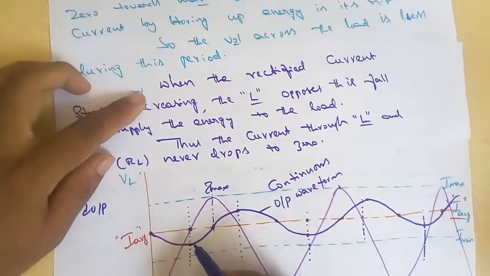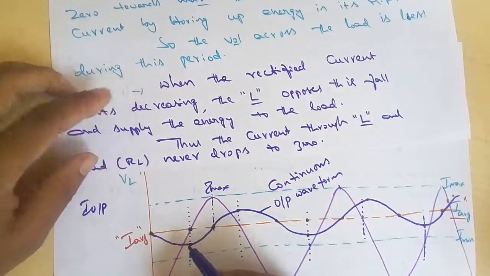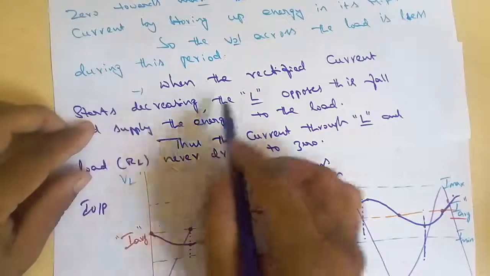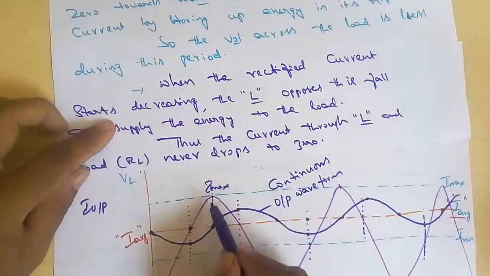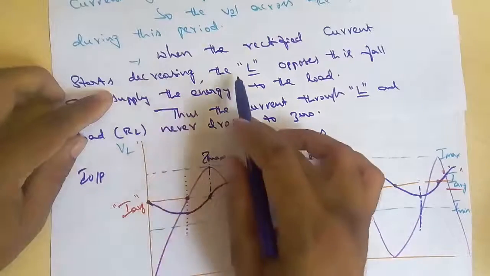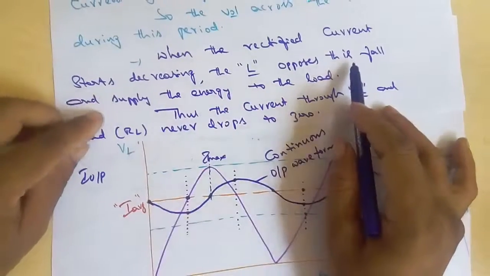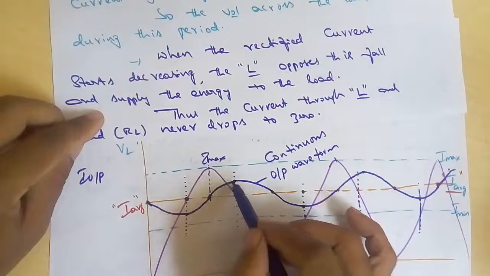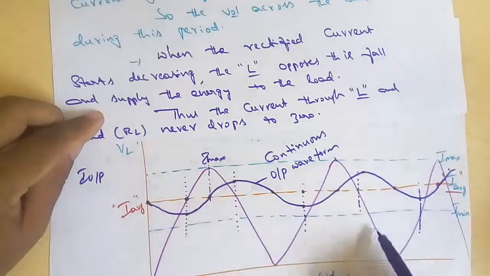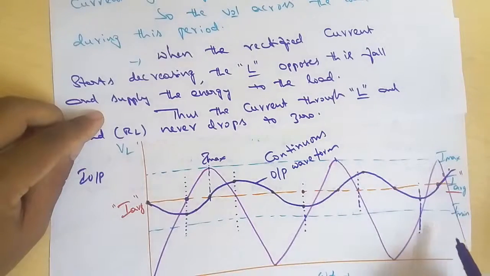Next, the second point. When the rectified current starts decreasing, from here to here, I maximum to 0, what happened? The inductor opposes this fall. This is the inductor output. This one is the output of pulsating DC, that is, the rectifier output.